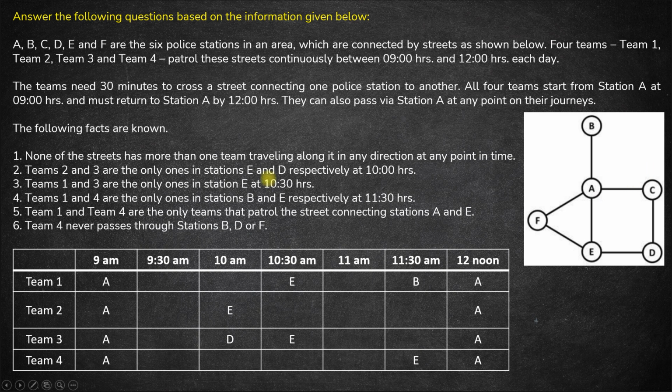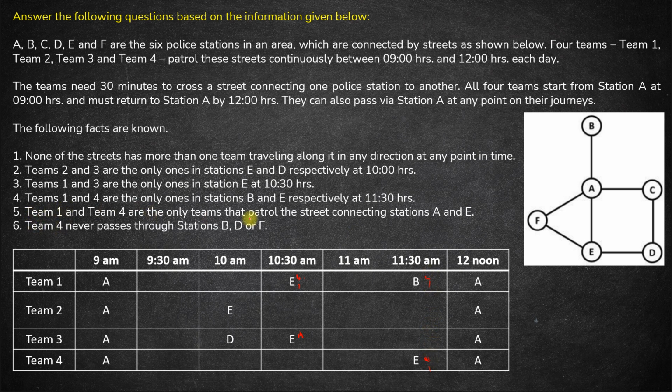Next, teams 2 and 3 are the only ones in station E and D respectively at 10 hours. So at 10 am, team 2 and 3 are at E and D respectively. Then teams 1 and 3 are the only ones in station E at 10:30. So at 10:30, 1 and 3 are the only ones at E. Then teams 1 and 4 are the only ones in station B and E at 11:30. So at 11:30, 1 and 4 are the only ones at B and E respectively.